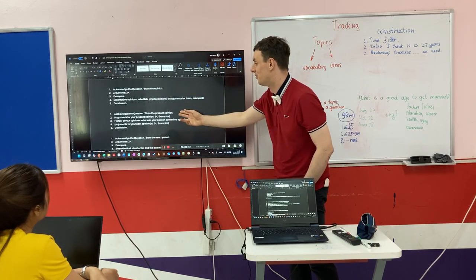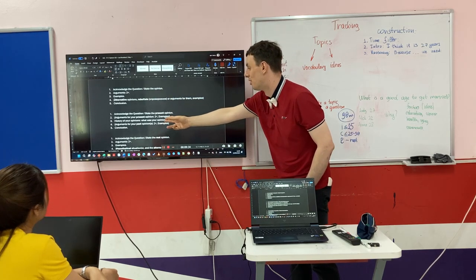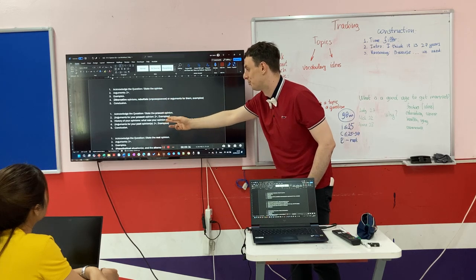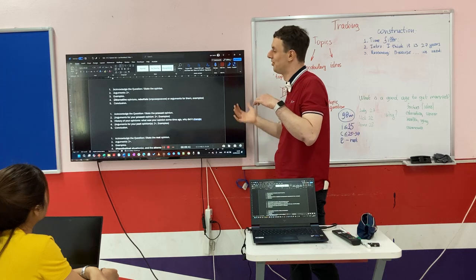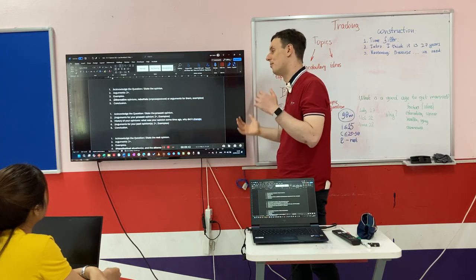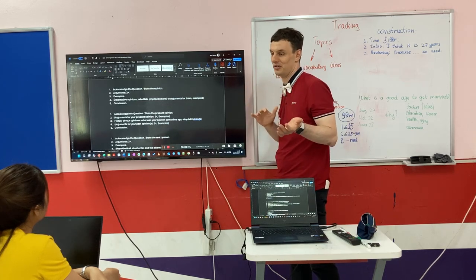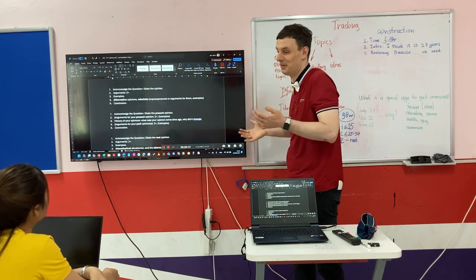Or another framework here, like how did your opinion change? Instead of examples, you can explain how your opinion changed over time. For instance, when I was a child, I didn't like cats, but as I grew older, I now like cats more than dogs. They require less maintenance, something like this.